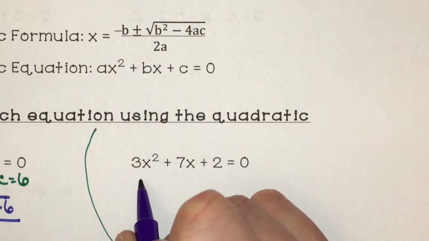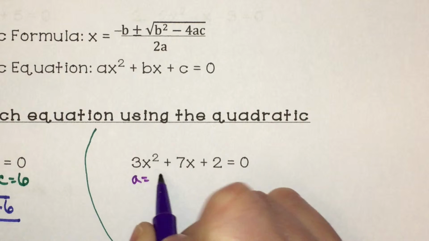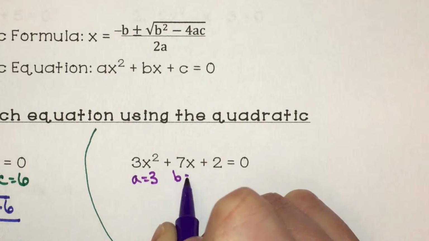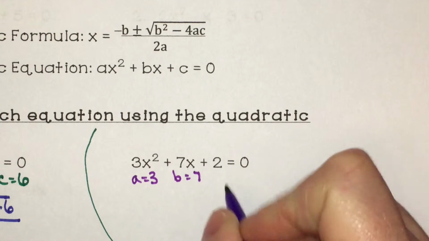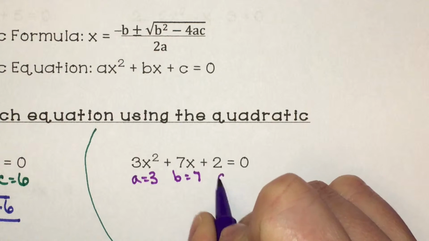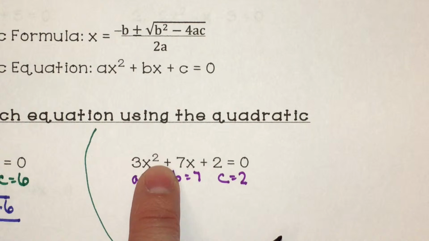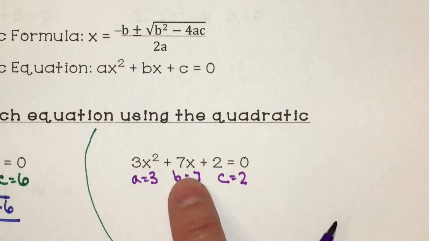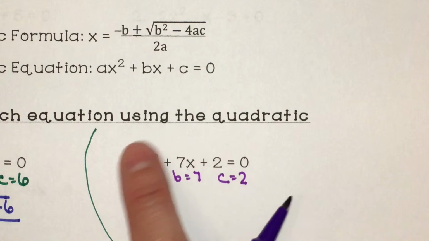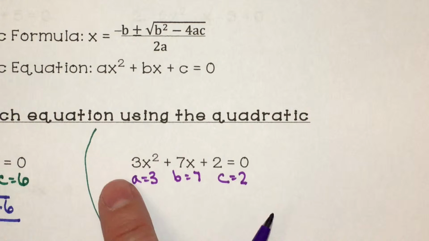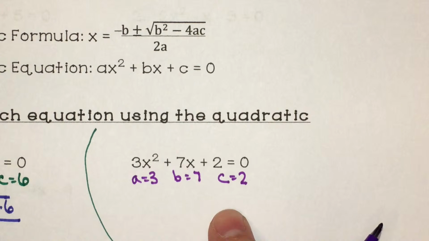All right, so my a term is 3, my b value is 7, and my c value is 2. Okay, so if it's not written in the correct order with the x squared term first, then the x term, then the constant, go ahead and rearrange it so that it's in the correct descending order.